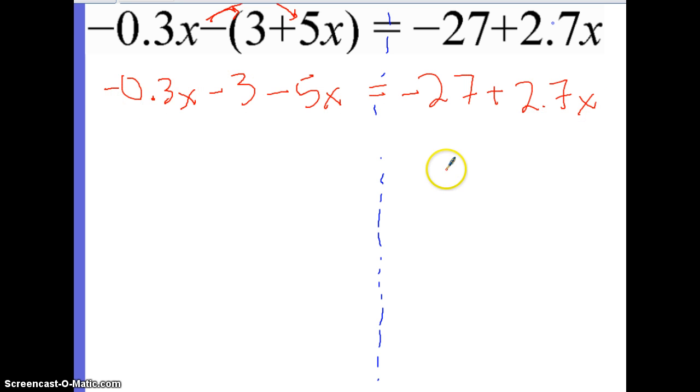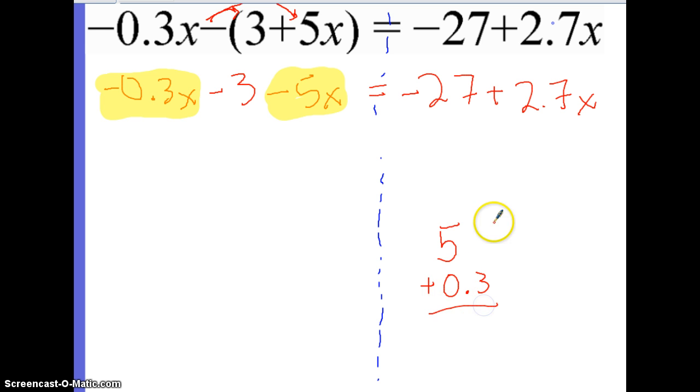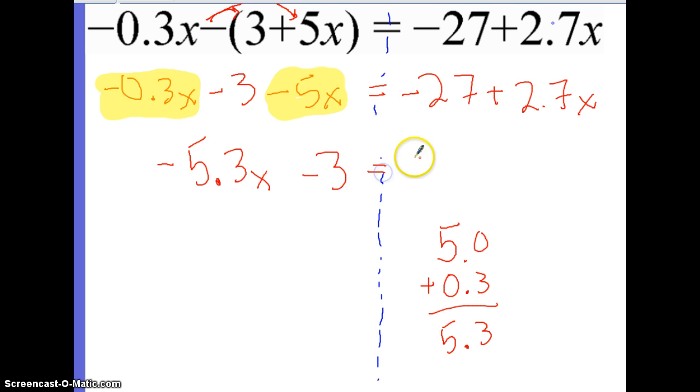I have some like terms over here I can add together. Negative 5x and negative 0.3x are like terms, and I add them together because they are the same. So that's 5 plus 0.3. Now, do not tell me that 5 plus 0.3 is 8. Okay, these are different decimal points. So 5 plus 0.3 is just 5.3. All right, so that's negative 5.3x minus 3, equal sign on the dotted line, negative 27 plus 2.7x.